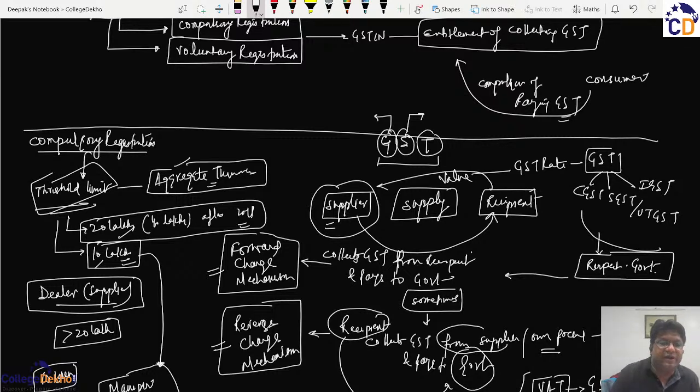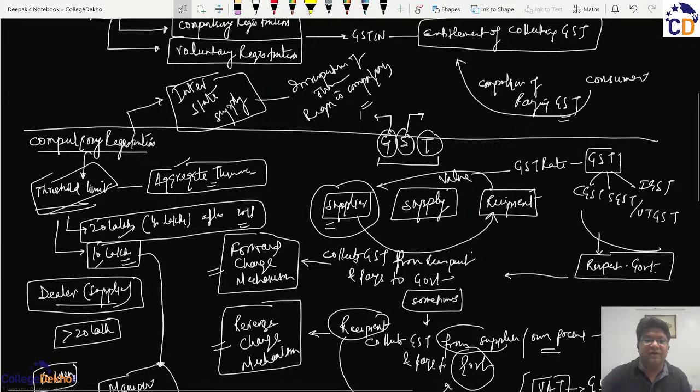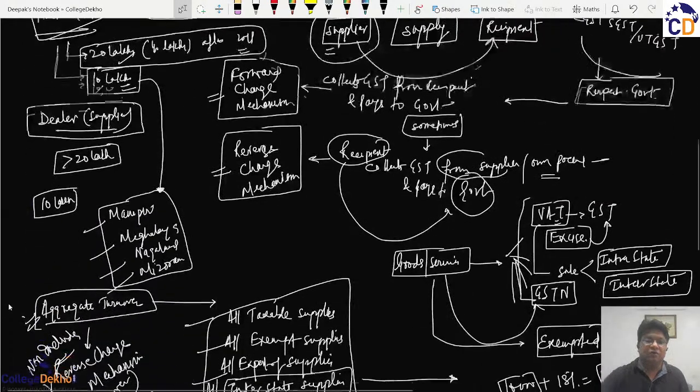And in addition, the other criterion for compulsory registration will always be the interstate supply. That is, whenever you make interstate supply, that is, you are selling goods from one state to another, then irrespective of your turnover value, registration is compulsory. So interstate supply will always make the registration compulsory irrespective of the quantum of turnover.